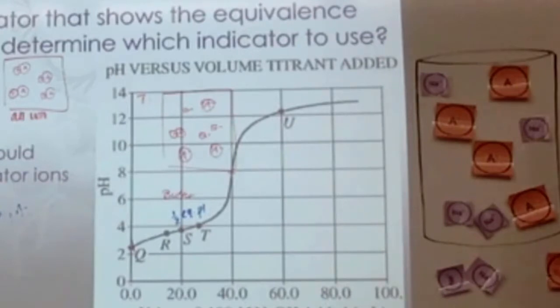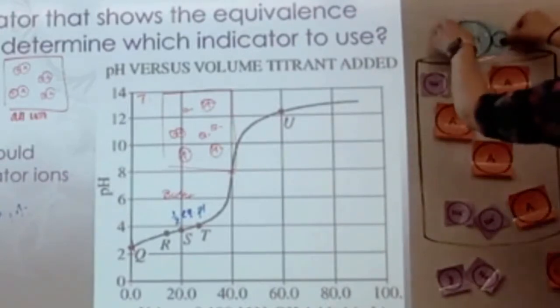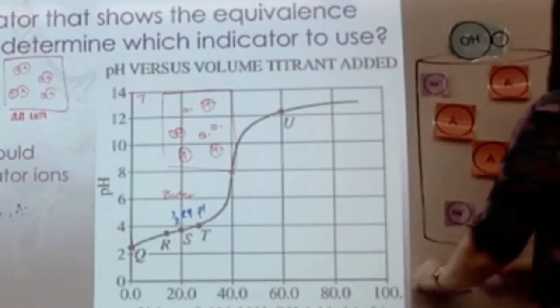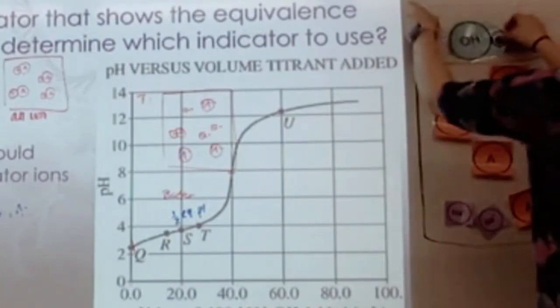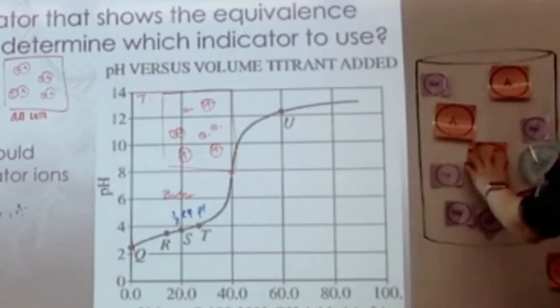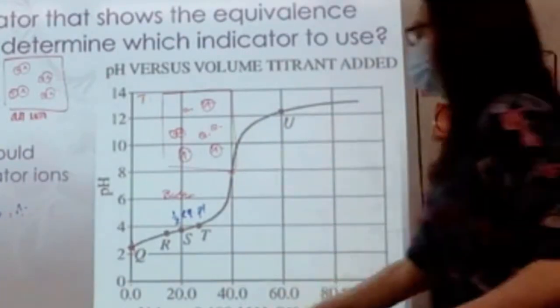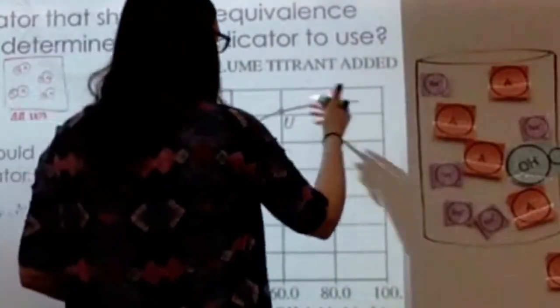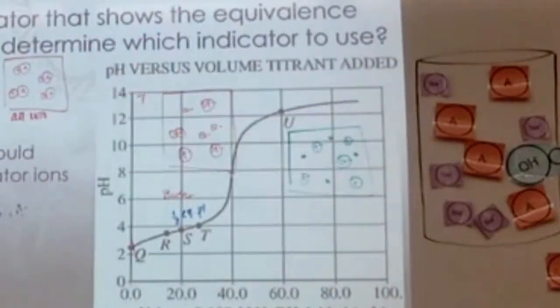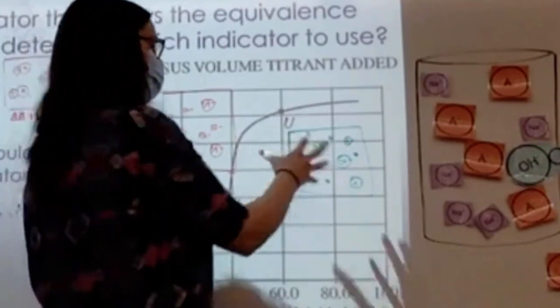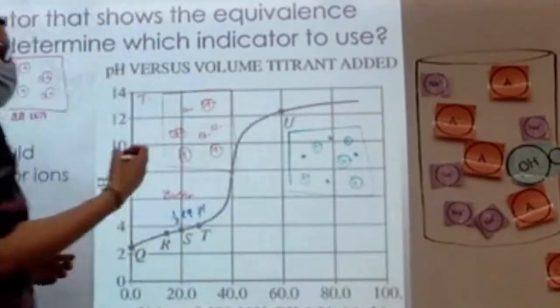Now, if I add one more OH minus, or I guess one more NaOH, so I put another NaOH down in here, there is no more acid to neutralize that OH minus. This represents point U, because at this point, we've passed the equivalence point. Na plus, though, doesn't affect the pH. It's just a spectator ion. What affects the pH in here is the A minus and the OH minus.